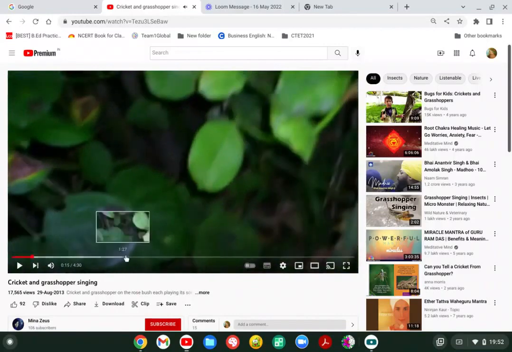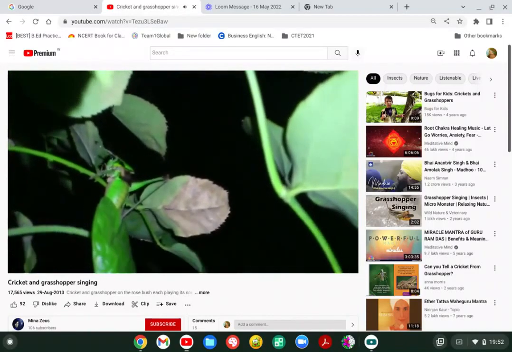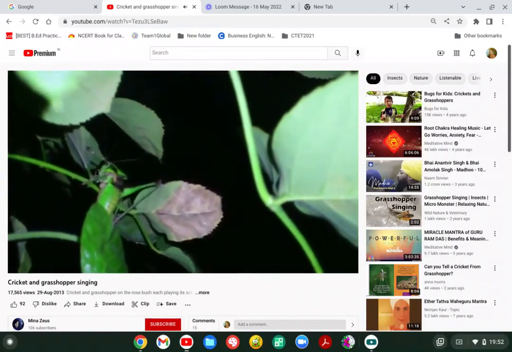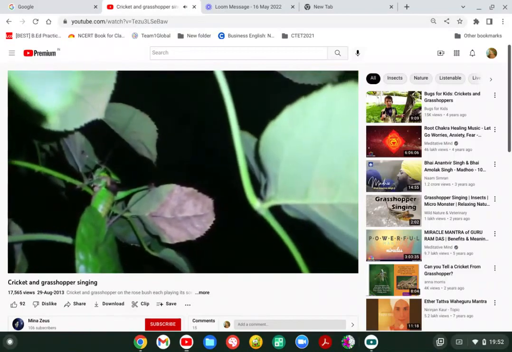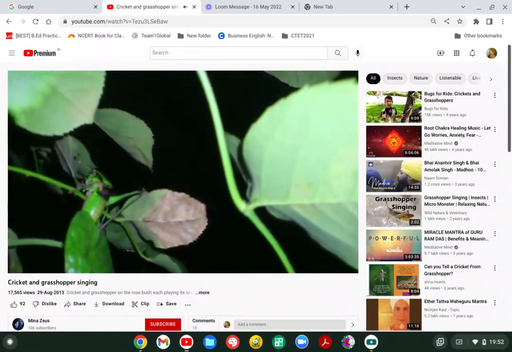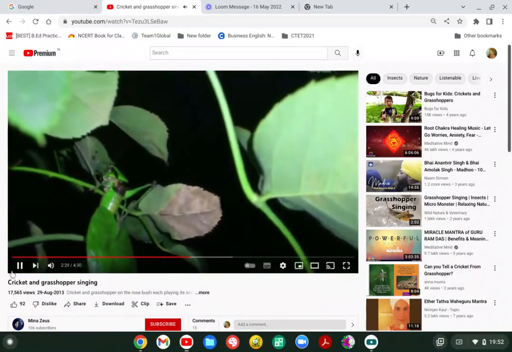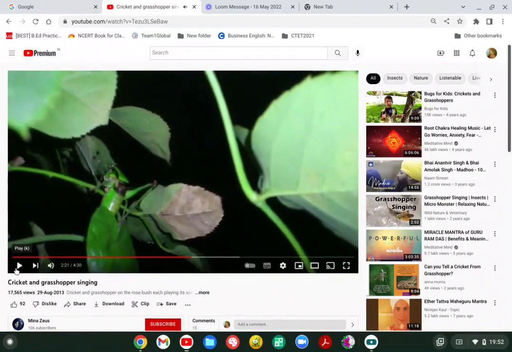Yes, class. Now you have to identify this one. Is it different from the previous one? Yes, it is different from the previous one. Right. So yes, class. Can you identify these two animals?